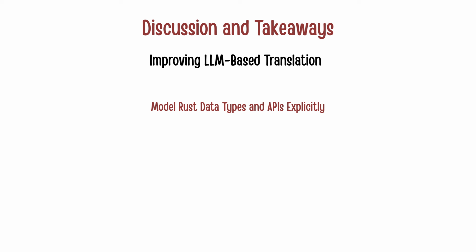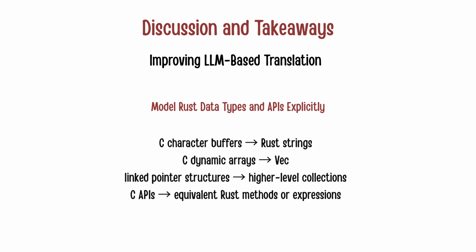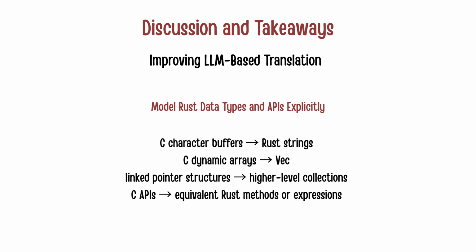One major limitation of existing approaches is that they don't sufficiently model the rich ecosystem of Rust's standard library types and APIs. Future tools need better understanding of mappings like these. Without this semantic understanding, automatic translators may remain trapped in low-level pointer-based representations.